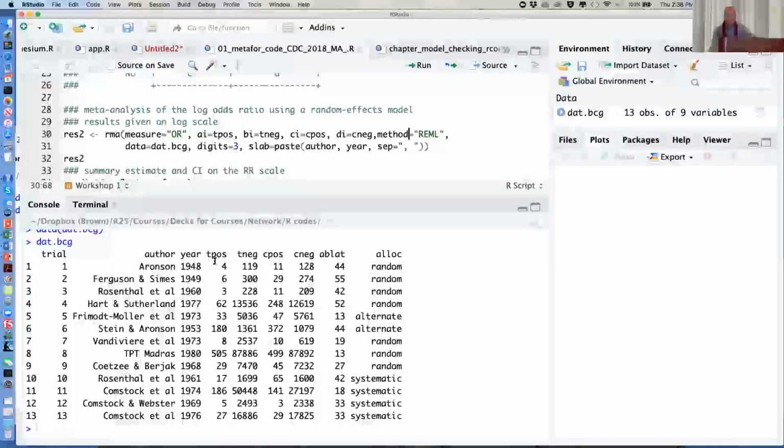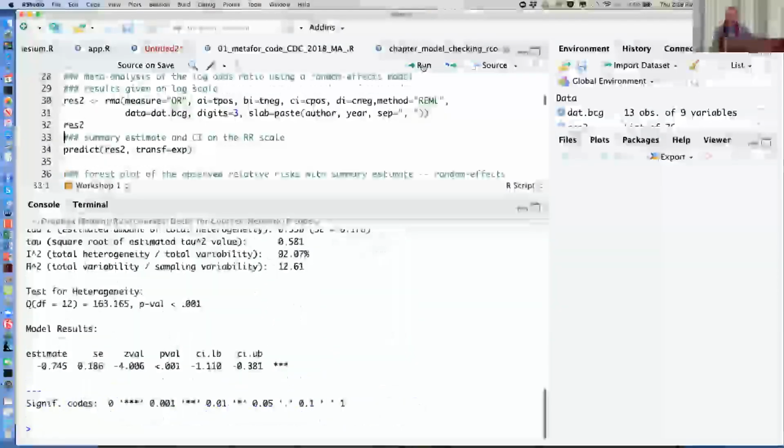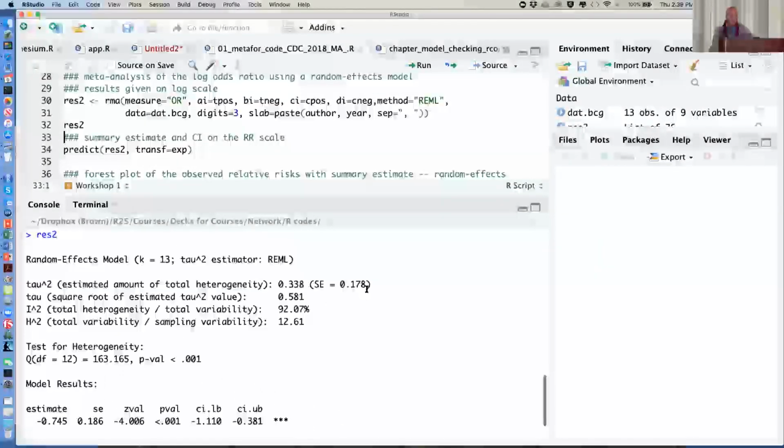A is the column that's labeled T-pos. B is the column that's labeled T-neg. C is this one, D is that one. We're going to use the REML, or restricted maximum likelihood method, to calculate the between study variance. Our data are in this BCG file. And then this is just some information about how many digits we want to display, and what we want to do with displaying the labels, author and year. So we'll run that, and then we can print it out. And so this has done our random effects meta-analysis.